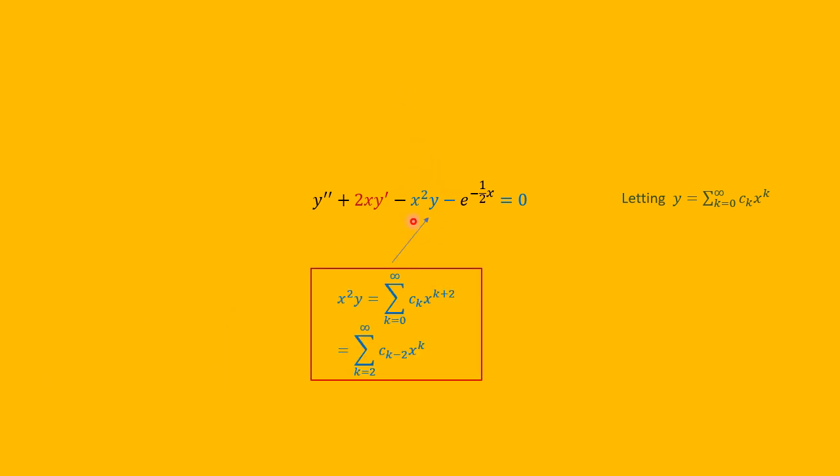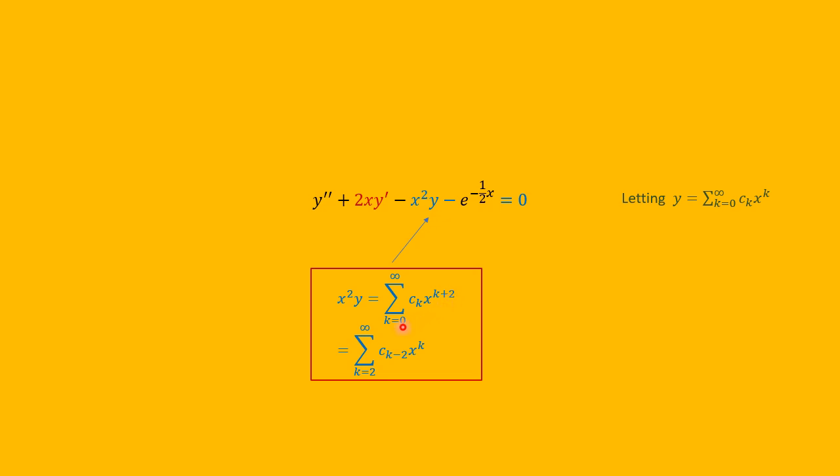Now let's move on to this term. We're still letting y be this power series representation of y, and we're looking at x squared y. So we're just going to multiply this by x squared. x squared times x to the k gives us x to the k plus 2. So x squared y is the sum k goes from 0 to infinity, c sub k x to the k plus 2.